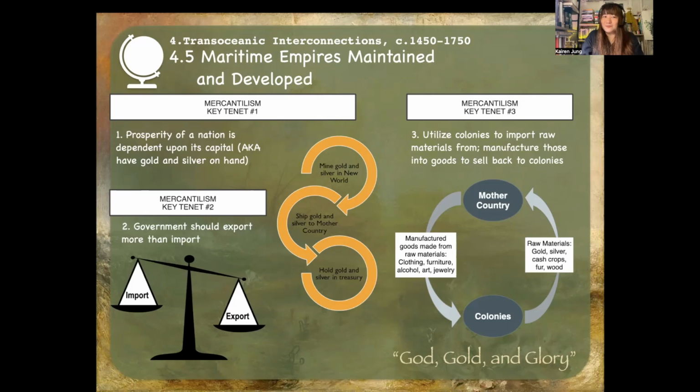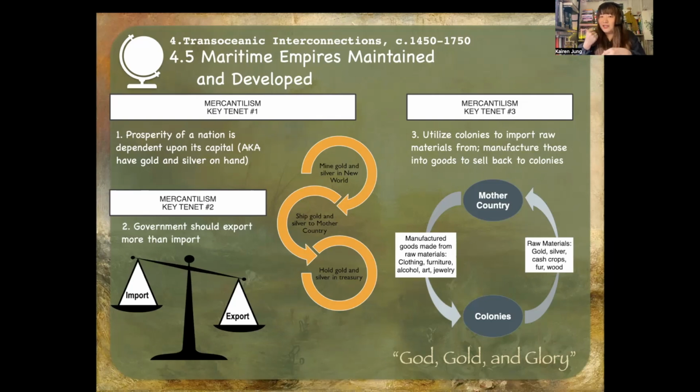When we look at mercantilism, it has three key tenets. What are the three key tenets? First, the prosperity of a nation is dependent upon its capital, aka you have to have gold and silver on hand. Remember, Europe was just emerging from a gold famine, right? Because it had just been squandering all of its gold and its riches on importing that cinnamon and spice and everything nice. A second key tenet of mercantilism was that government should export more than it imports, right? And so what happens? You mine gold and silver in the New World, and then you ship the gold and silver to the mother country, and then you hold the gold and the silver in the treasury, and then you import less than you export.